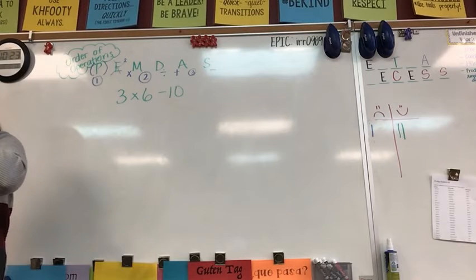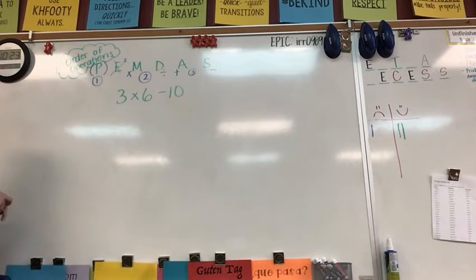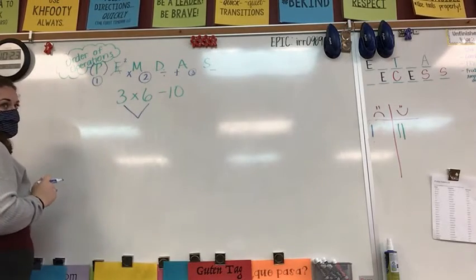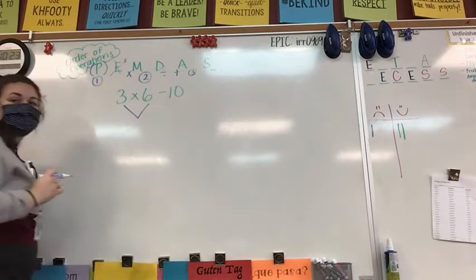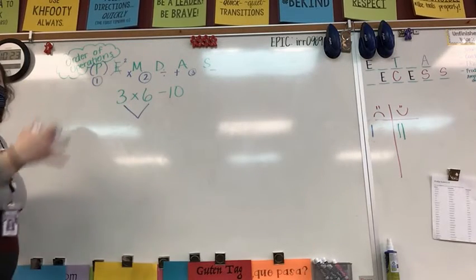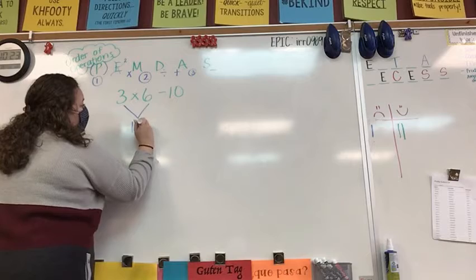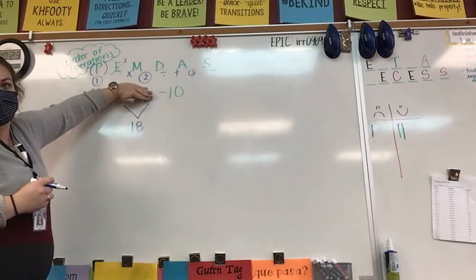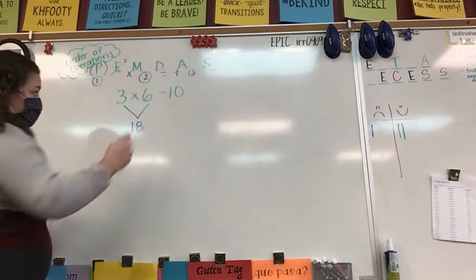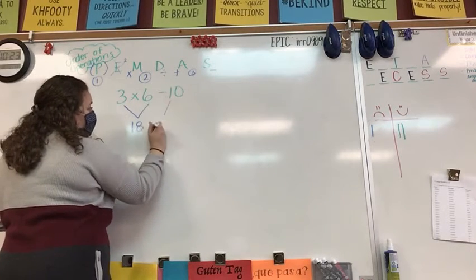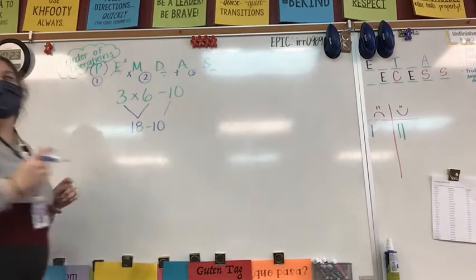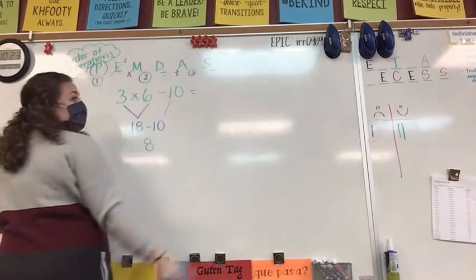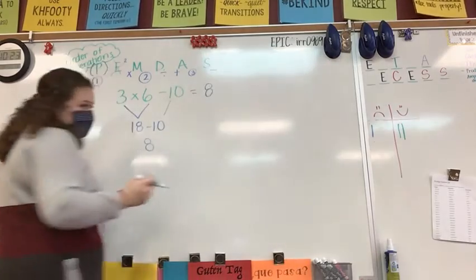And why? Adam. 3 times 6 first, because it says please excuse my dear Aunt Sally, multiplication. Bingo. Multiplication has to happen first. Class, 3 times 6 is? 18. So I have an 18. I draw these carrots because it shows me I've already used my 3 and my 6. So what's left? 18 minus 10. I'm going to drop down my minus 10. 18 minus 10, Brielle. 8. So my final answer is 8. 3 times 6 minus 10 equals 8.